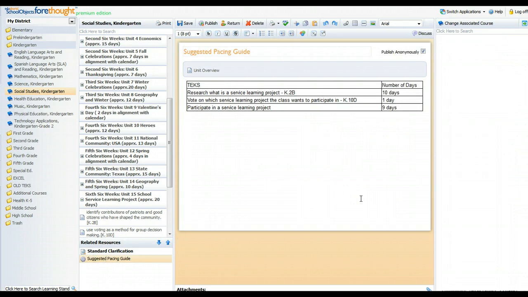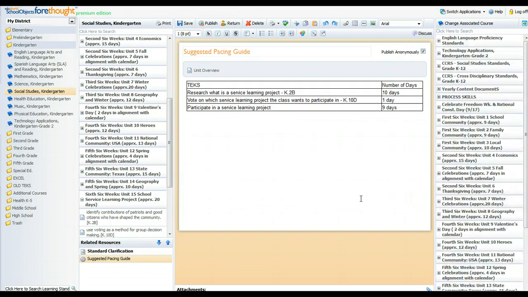The suggested pacing plan that I have is that you would spend about 10 days researching what a service learning project is. Really, this is an opportunity for you to take some time to look through what other students have done, what people do around the community, and for them to learn what service learning is all about. Then I have a day for them to vote on which service learning project the class wants to participate in. And then I have 9 days for them to participate in it.